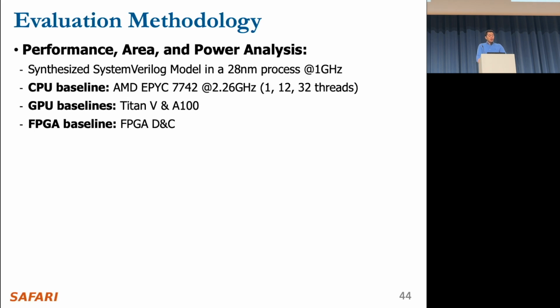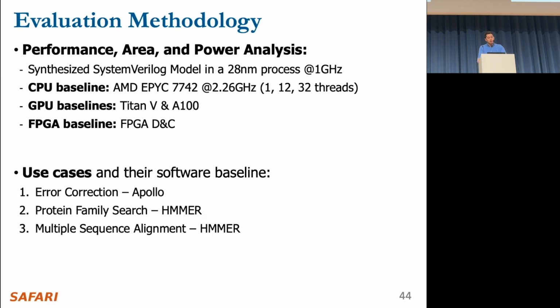I'm going to quickly discuss our results now. In our evaluation methodology, we evaluate performance, area, and power. We have a synthesized model using a 28 nanometer processing technology at 1 gigahertz. Our CPU baseline is a high-end CPU using a single thread, 12 threads, and 30 threads for many applications. Our GPU baseline also includes mid-range and high-end GPUs, and we have an FPGA baseline based on an earlier state-of-the-art work. And we have 3 use cases that support PHMM design, and their state-of-the-art software baselines.